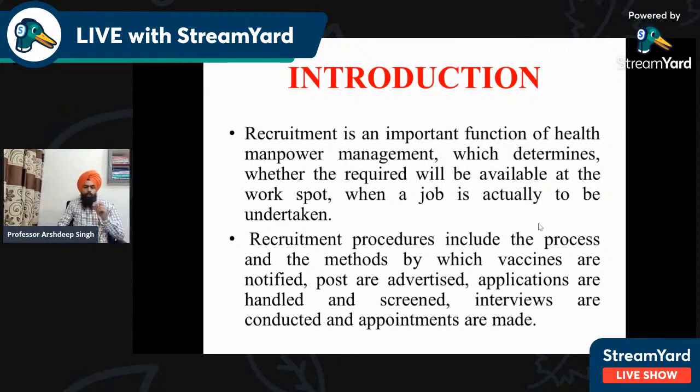determines whether the required personnel will be available at the work spot when a job is actually to be undertaken. So according to this, what number of persons are required, what number of persons would perform a specific task, and how would we recruit or appoint them. This is the process of recruitment, and the recruitment procedure includes the processes and methods by which vacancies are notified (the word written here is "vaccines", it's not the vaccine, that's a mistake, it is vacancies), posts are advertised, applications are handled and screened, interviews are conducted, and appointments are made.